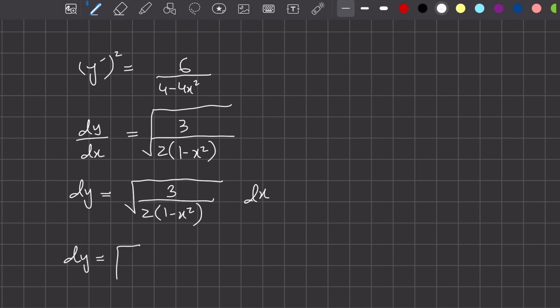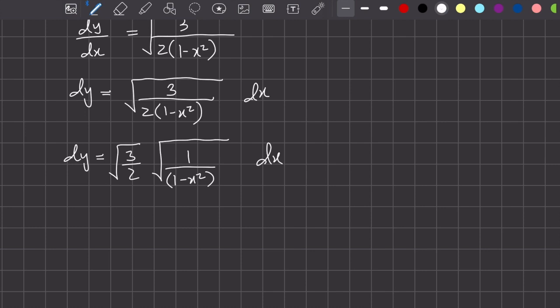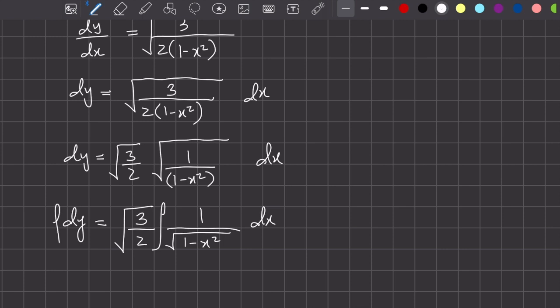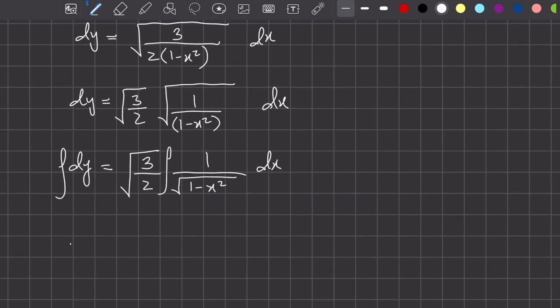Before integrating, the 3 over 2 can be written separately, so we will do that. And in the numerator, we just have root 1, which is 1. And now we integrate. The left side is just y. And the right side is sine inverse. That's right. So the final answer is y equals root 3 over 2 times sine inverse of x plus c.